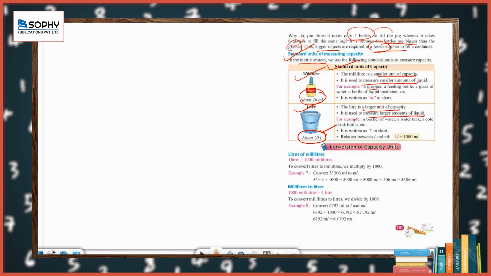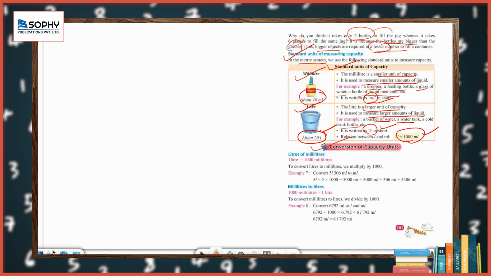For example, a dropper, feeding bottle, glass of water, bottle of liquid medicine, and we can write it as ml. Now a bucket of water, water tank, a cold drink bottle, they all can be written as liter, L in short. Relation between a liter and milliliter, that is 1 liter is equal to 1000 milliliter.